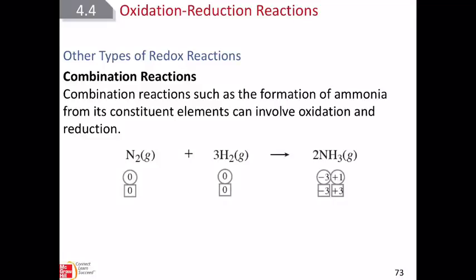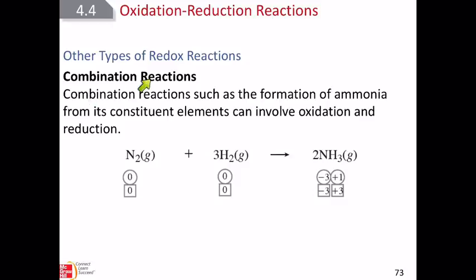Okay, this is just the little tail end of chapter 4, section 4.4, that I didn't quite get slides made for. So these are the ones from the publisher. There are other types of redox reactions, and I just want to go over them really quickly.